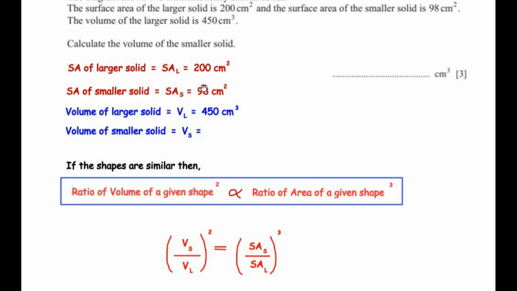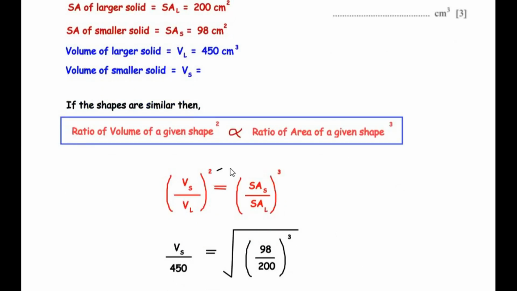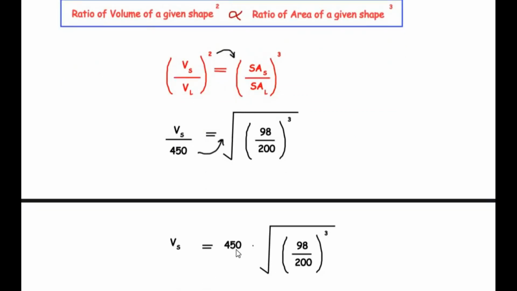Now here we are going to just plug in the values that's given in the question. So here we get, the square has been sent on the other side of equal to sign, so it becomes square root. The numerator Vs is written as it is, as we need to find it out, over the volume of the larger shape, 450, is equal to square root. Surface area of the smaller shape was given as 98, so we have written 98 over here, over surface area of the larger shape is 200 centimeters square. Now this is going to be cubed. Now let us take 450 on the other side of the equal to sign. So we get here Vs is equal to 450 multiplies with square root of this cube number.